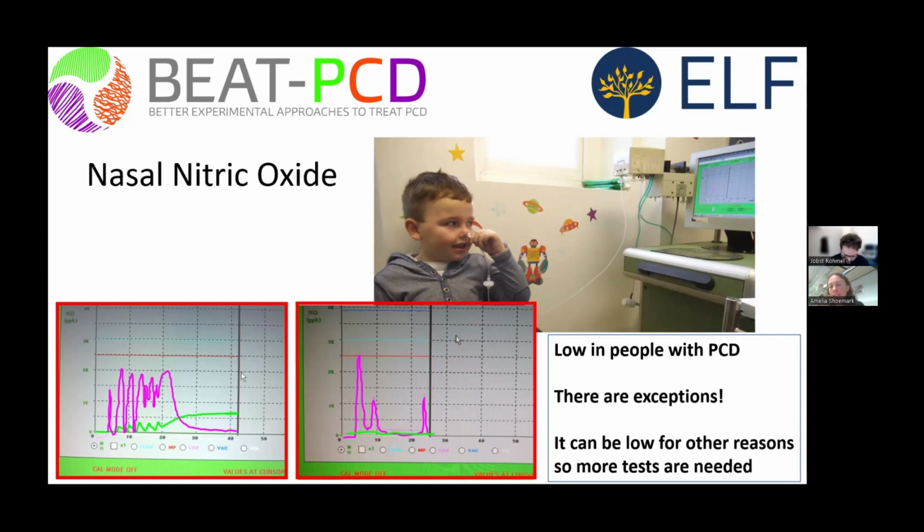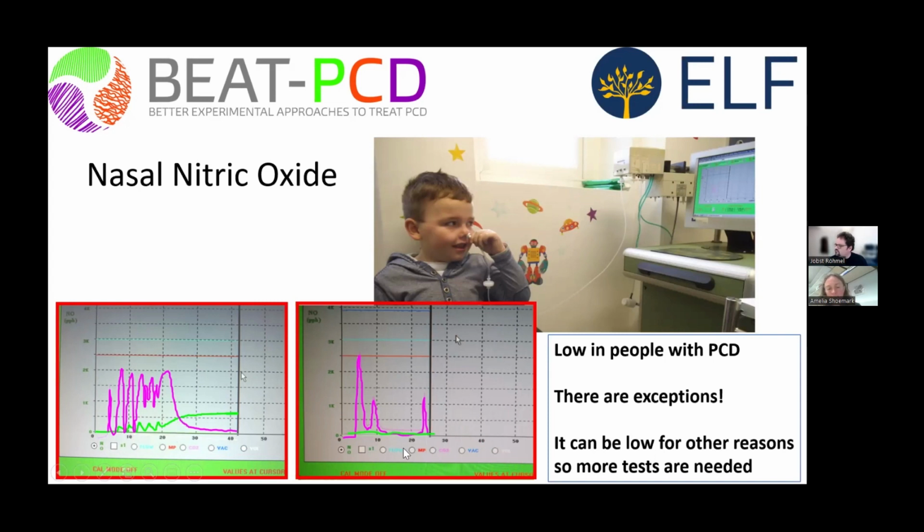People with primary ciliary dyskinesia in general have very low levels of this nasal nitric oxide gas. And we actually don't know why, but it can be really useful to trying to tease out who has PCD and who doesn't. And this is an example of a trace from the machine. So on the left-hand side here, I don't know if you see my mouse, this is the person breathing, and this is their carbon dioxide as they're breathing. And this is a healthy non-PCD person. You can see the nitric oxide rises up like this.